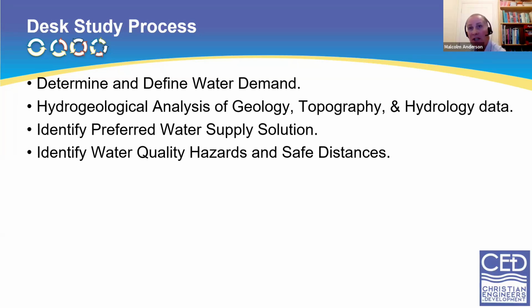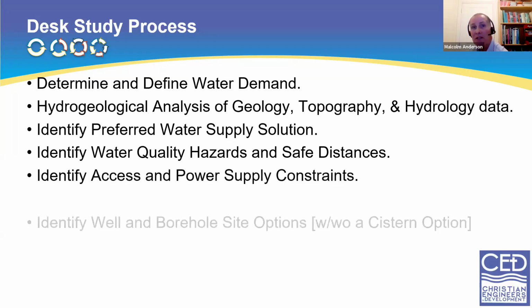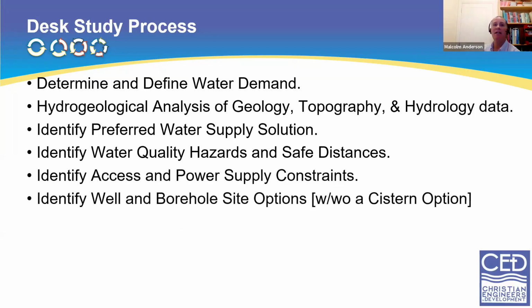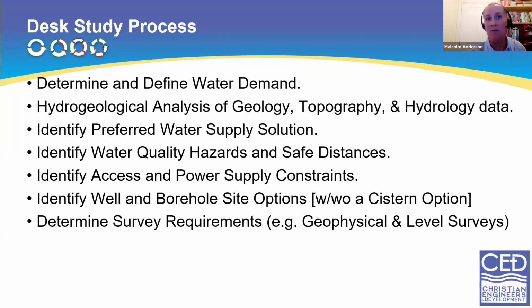We identify water quality hazards and safe distances, access and power constraints, and then identify the well and borehole site options. And as I mentioned in the review of the different solutions, that can often be with or without a cistern option to provide extra resilience. And then you determine where you want to carry out your surveys, which is the topic of the next talk.